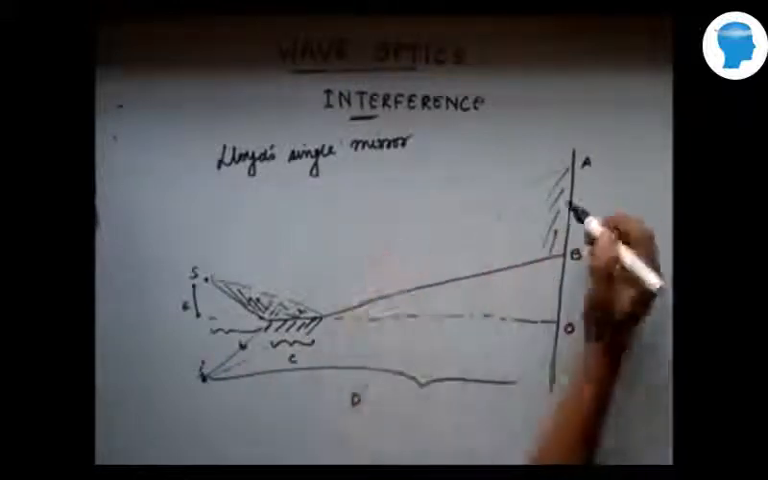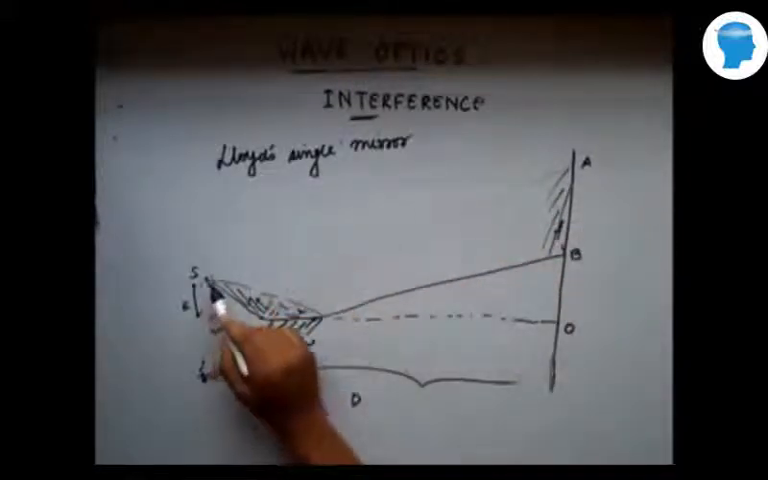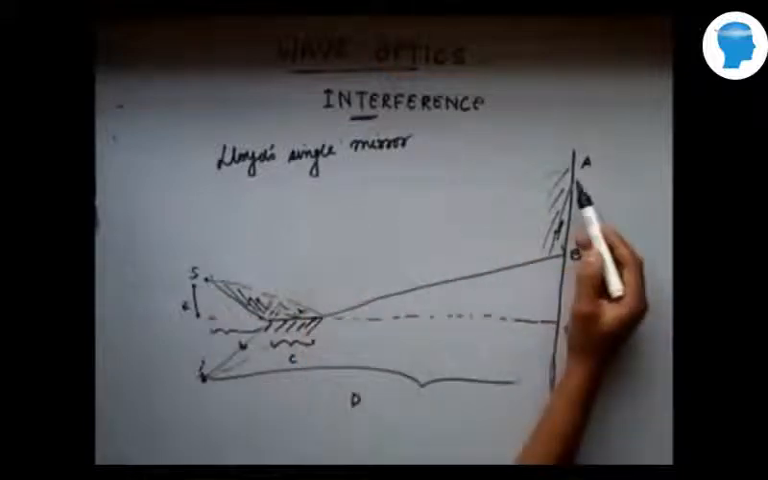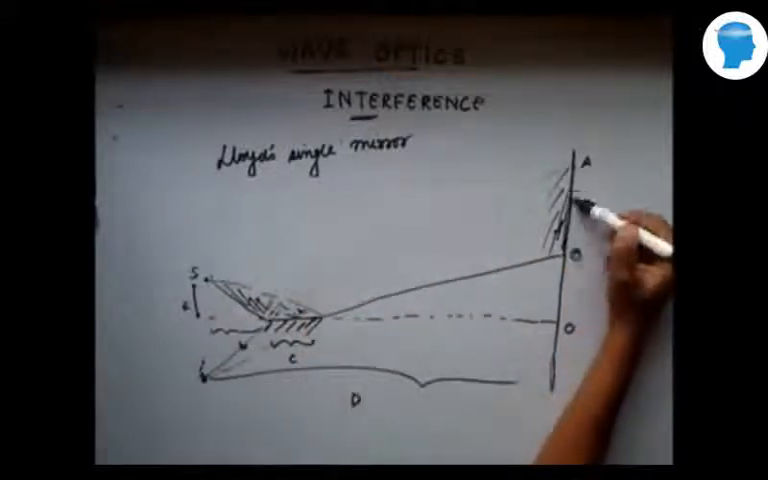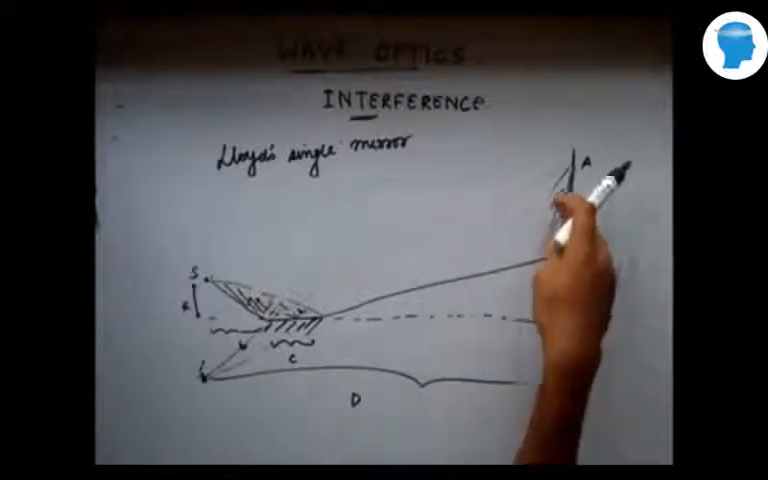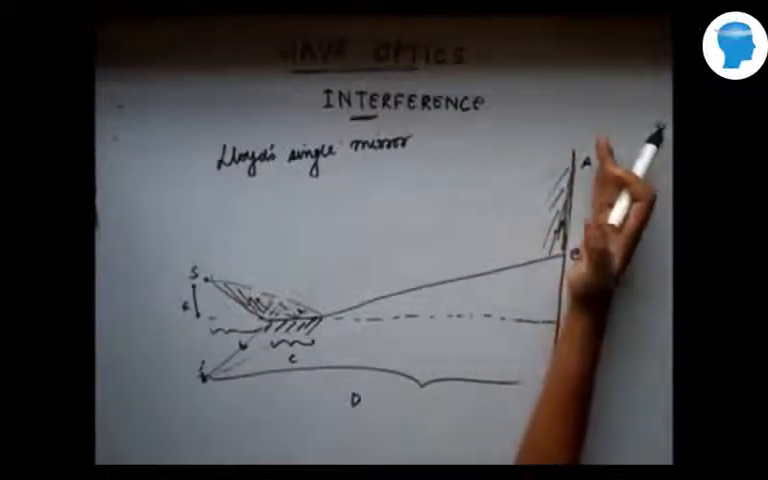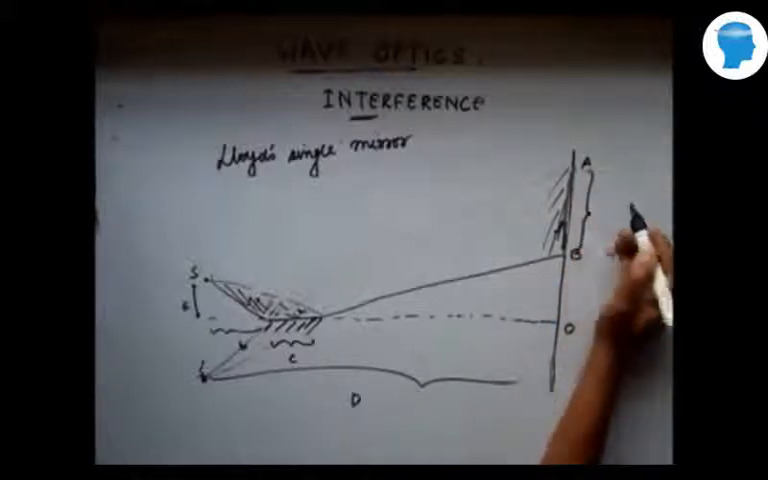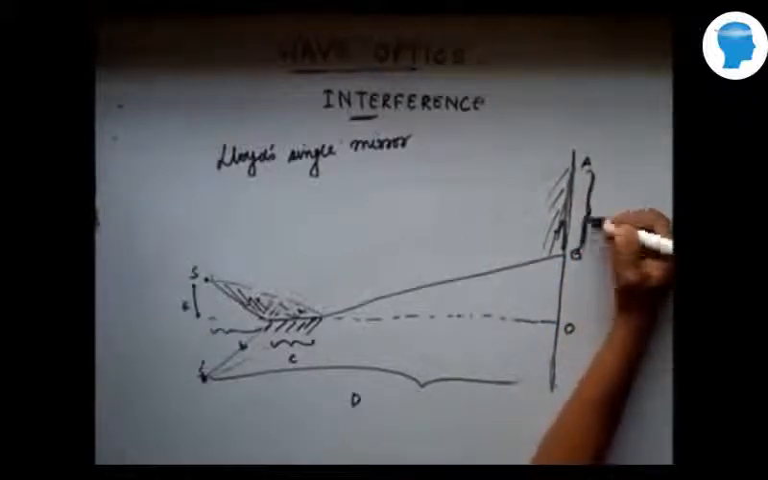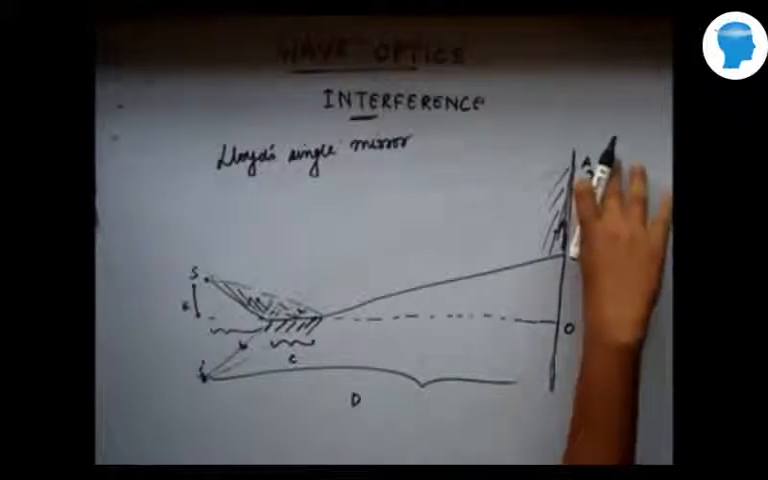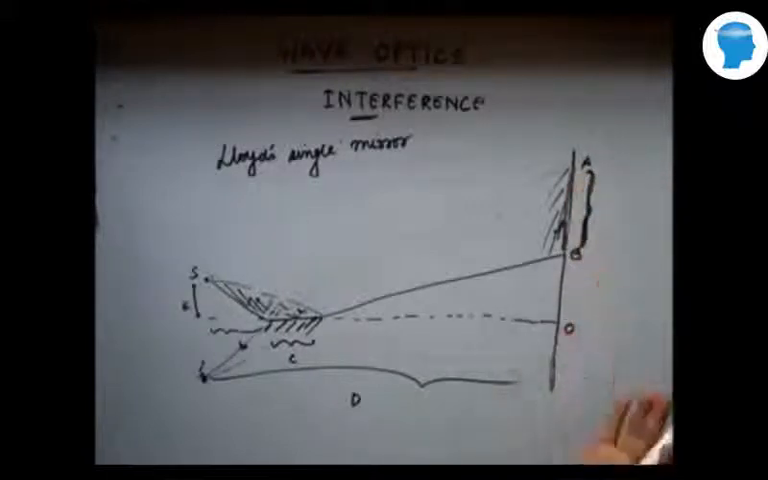And in this region itself, we have also the light waves coming directly from here. So in this portion of the screen, there are two light waves hitting the screen. And since we have two light waves in this portion only, we have an interference pattern observed here. So here what happens is, we have an interference pattern.